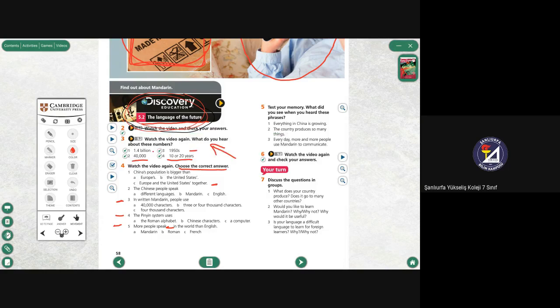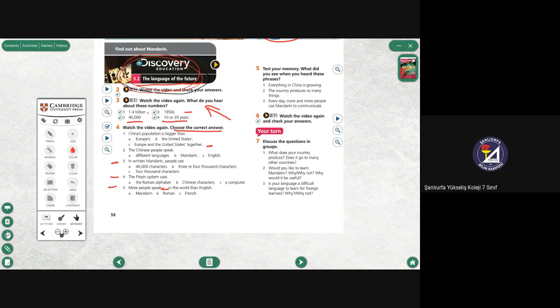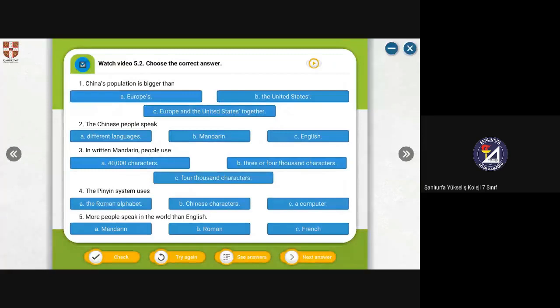Well, we are here right now. Watch the video again. Choose the correct answers. Number 1, China's population is bigger than A, Europe, B, the United States, C, Europe and the United States together. Of course, the answer is C, Europe and the United States together. Number 2, the Chinese people speak A, different languages, B, Mandarin, C, English. Of course, different languages. Number 3, in written Mandarin, people use 40,000 characters, or 3,000 or 4,000 characters, or 4,000 characters. In written Mandarin, people use 3,000 or 4,000 characters.